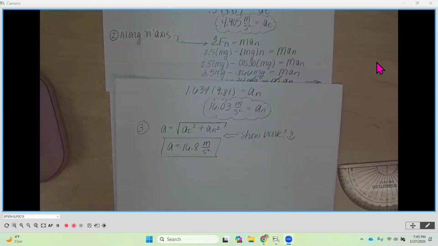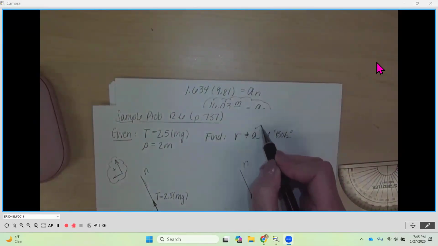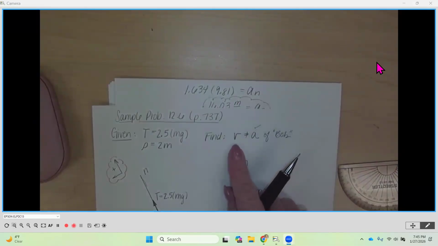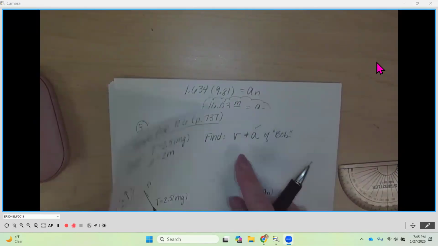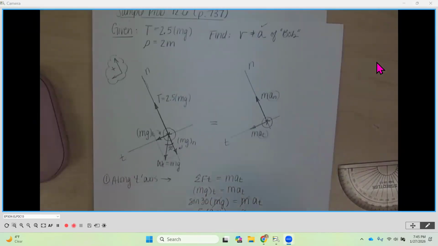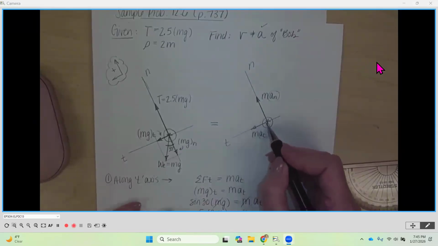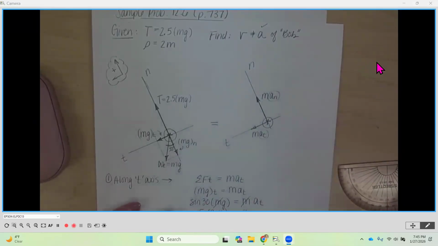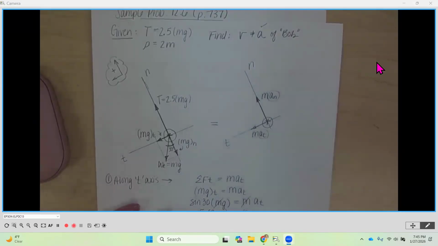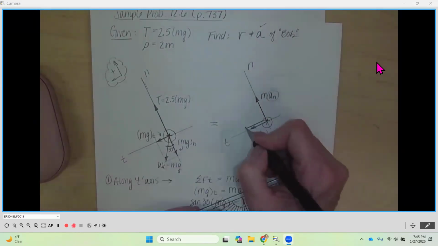Now, they wanted us to find the acceleration, so we just did, but now we have to find the velocity, okay? If we look at our bob, since the tangential component is going in this direction and it's accelerating, as it said in the problem, that means we have a velocity in this direction as well. That's going to be the velocity of our bob.